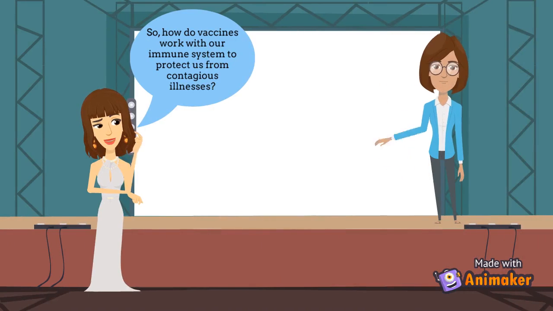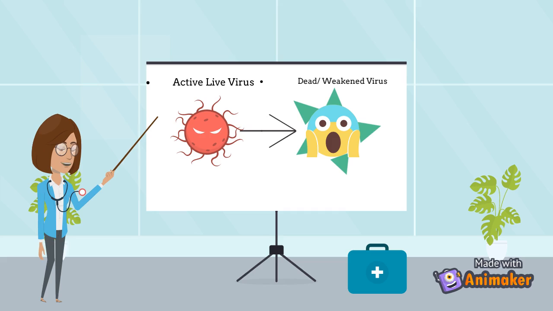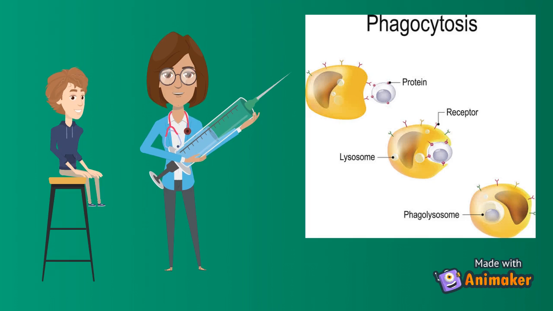Explain to me, Dr. Angie, how vaccines work with the immune system to protect us from illnesses. First of all, we need to know what the vaccine is made of. Vaccines are made of dead or extremely weakened viruses. Now, when we inject this vaccination into your body, white blood cells called phagocytes are triggered to engulf this pathogen and then digest the pathogen.